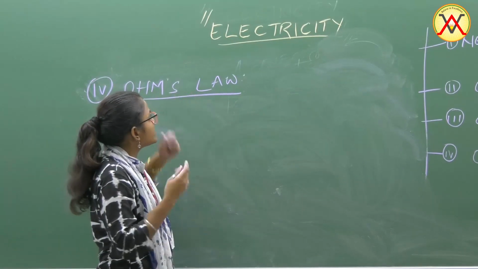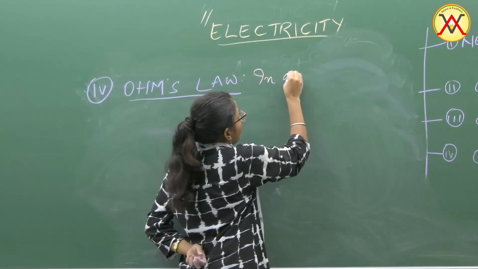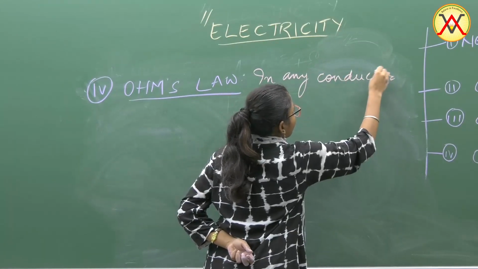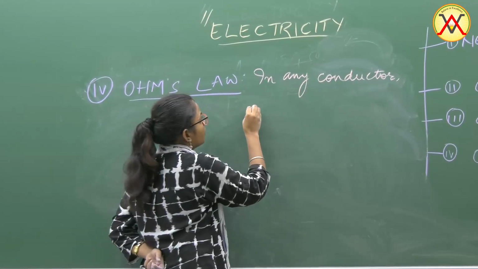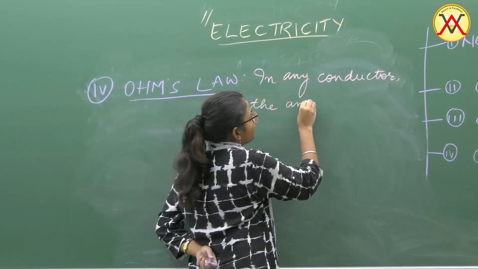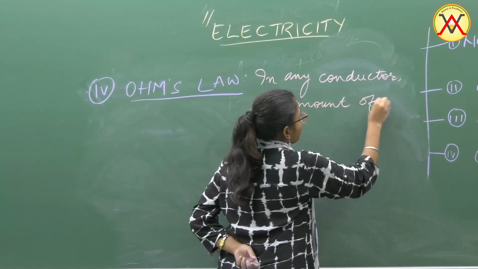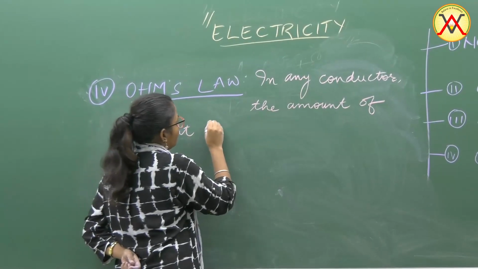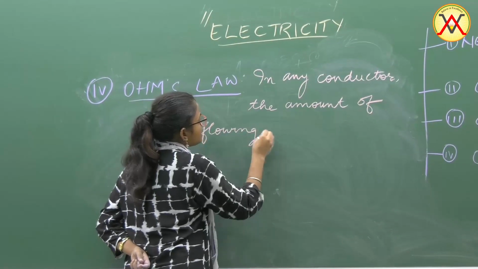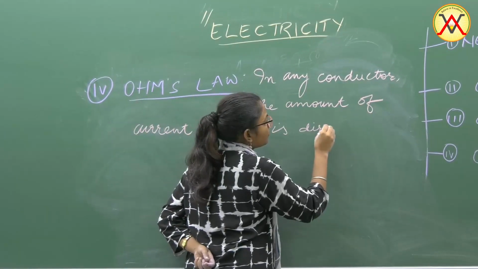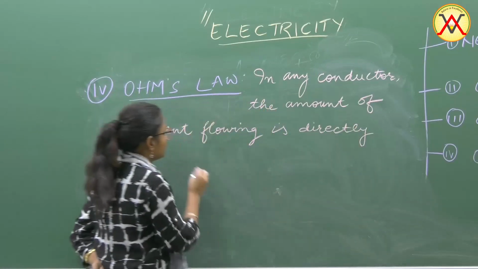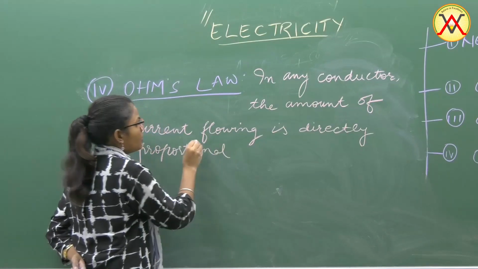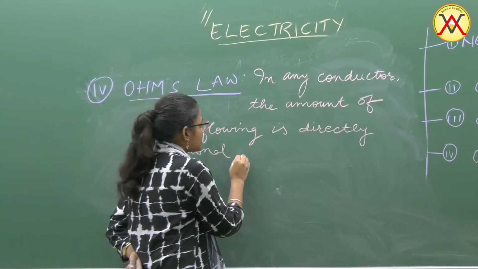So, Ohm's law said that in any conductor, the amount of current flowing is directly proportional to the value of potential difference.